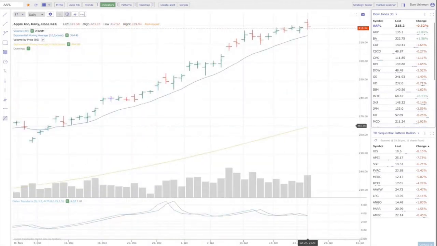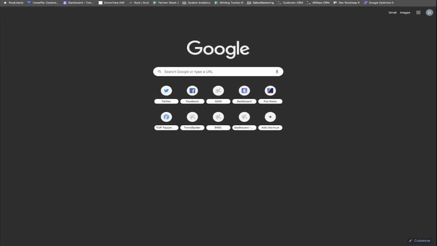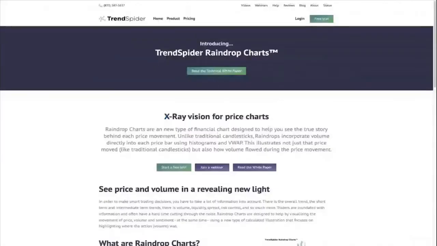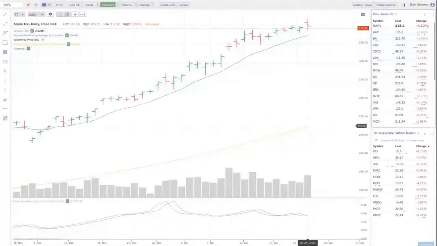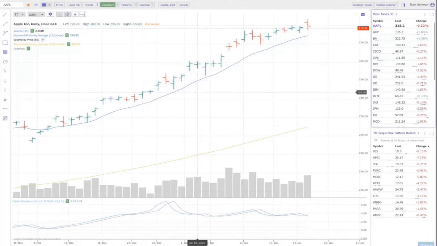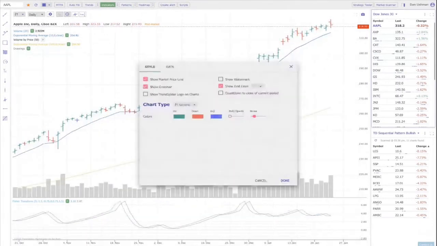If you go to TrendSpider.com/raindrops, I suggest everybody do this. There's a white paper that explains exactly how they work. There's no hocus pocus magic in these. It's simple math, and we go into a lot of detail into how we construct them, so that everybody knows what they're looking at, because this is something pretty new. You can only find this in TrendSpider, and what it is is a volume adjusted price bar.